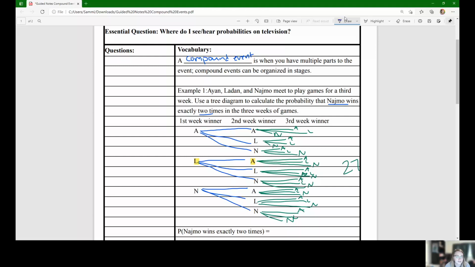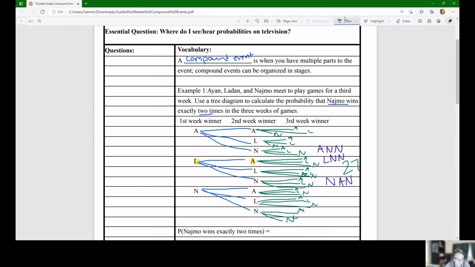We want the probability that Najmo wins exactly twice. Well, if Ion wins twice, that's not going to work. Ion, Ladon, no. Ion, Najmo, Najmo, there's 1. So I'm going to write it like that. Ladon, Ion, nope, that's not going to work. We need Najmo twice. Ladon, Ladon, nope. Ladon, Najmo, Najmo. And then that's the only one that's going to work. If we do Najmo, Ion, Najmo, that one will work.